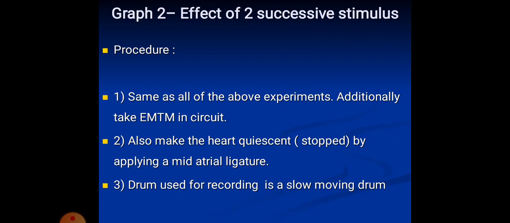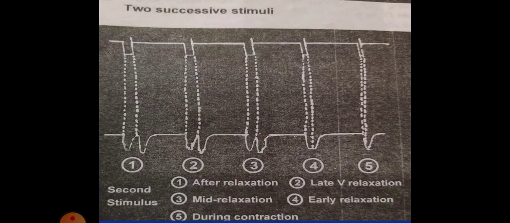So what is the procedure? Procedure same as all of the above experiments. Additionally, take EM/TM in circuit. Also make the heart quiescent. Quiescent means you have to stop the heart by applying a mid-atrial ligature. Drum used for recording is a slow moving drum. Now you have to record on a slow moving drum. So you can see this graph, it is the recording of the graph on the slow moving drum.